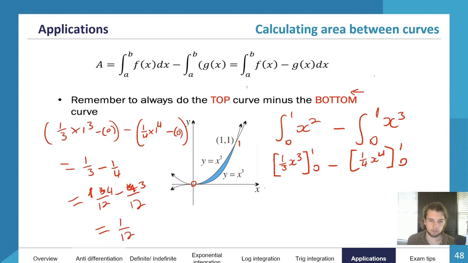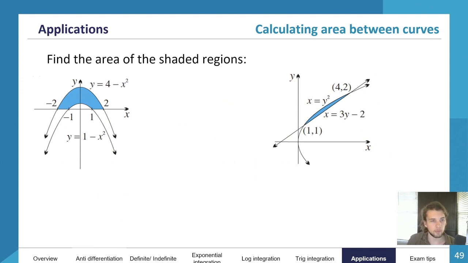So that's our idea. Basically, we find the area underneath the top one, which would be all this area, and then we find the area underneath the bottom one, which would be a little less area, and then we subtract the bottom area from the area underneath the top one, and that gets us our overall area. So we can apply that a little bit more here.